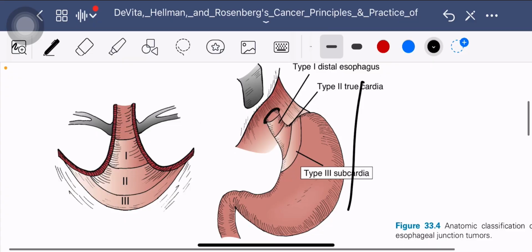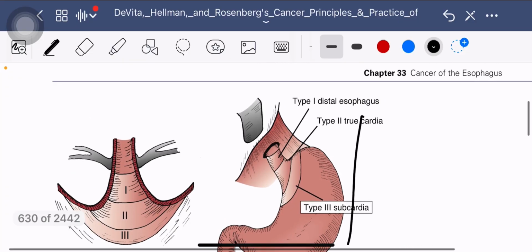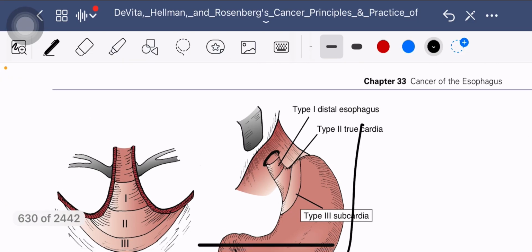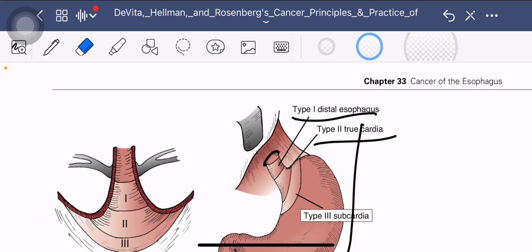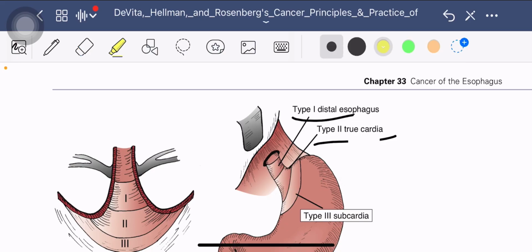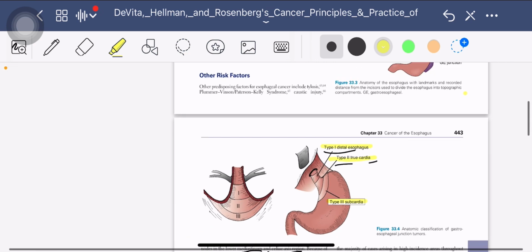So this is Siewert type 1, 2 and 3. Type 1 is distal esophageal, type 2 is cardia, type 3 is subcardia.